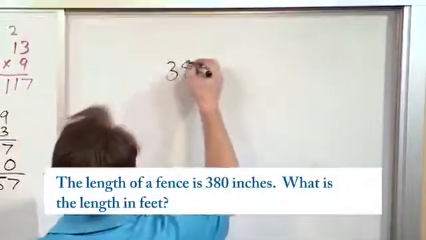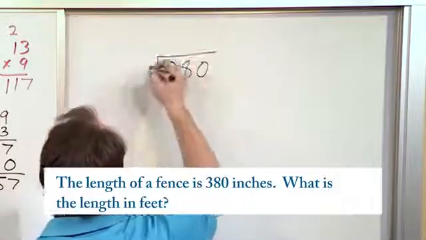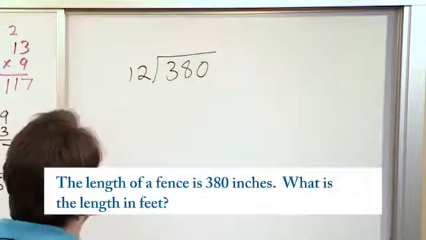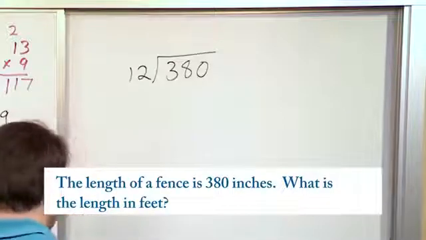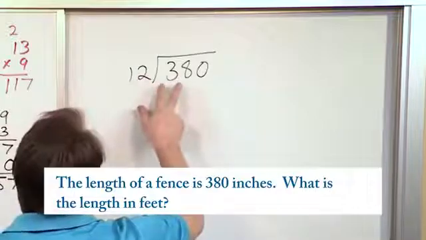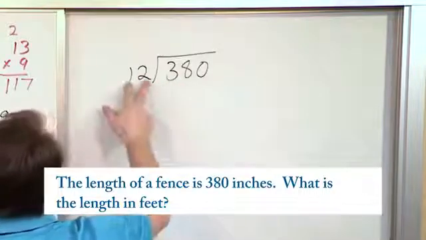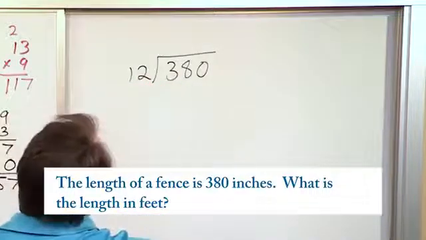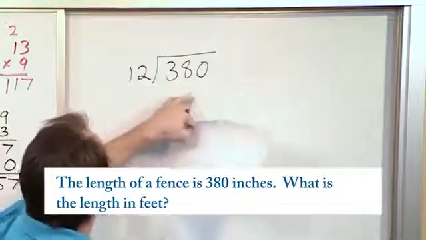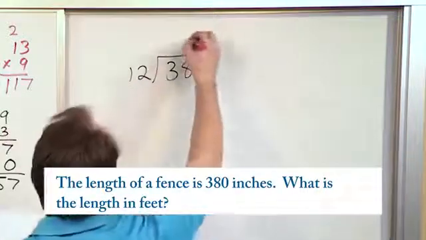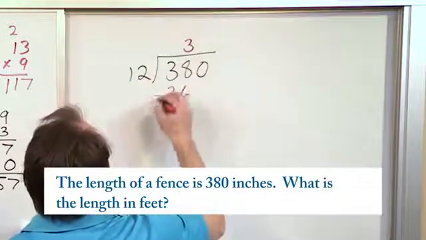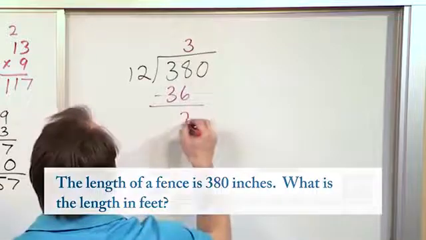So 380 inches is the length of the fence. I want to see how many sets of 12 inches fit inside of that thing because that's going to be how many feet. Okay? So we look at this and we say, how many times can 12 go into 3? And it can't. How many times can 12 go into 38? Well, we actually know this because 12 times 2 is 24. 12 times 3 is 36. That's awfully close. That's our multiplication tables. 12 times 3 is 36. We subtract. 38 minus 36 is 2.